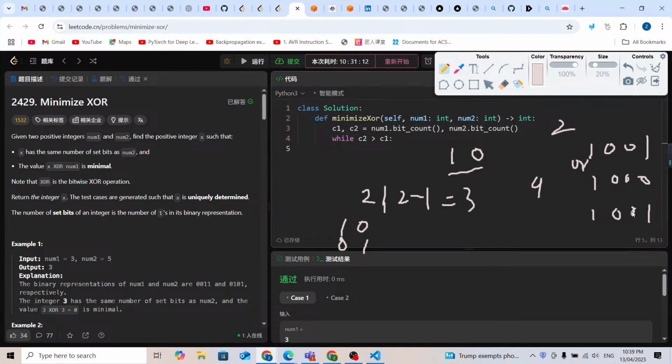Normally I need to set the low bit from 0 to 1. So for number 2, it is okay. I set the low bit 0 to 1. Let me use another number, maybe 4. I have a number 4, and 4 minus 1 is 3. And then I use OR operation, it's going to be 1 1 1.